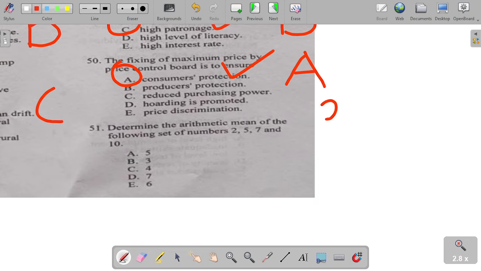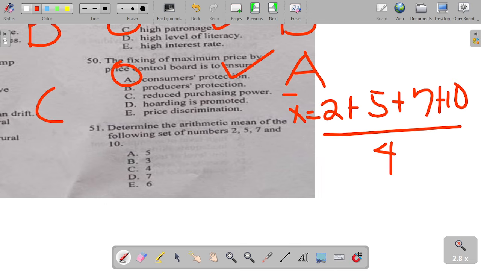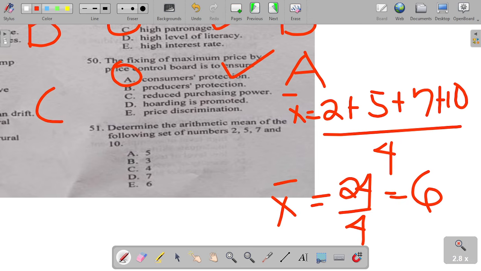Number 51 says examine the arithmetic mean. Adding, x bar equals 2 plus 5 plus 7 plus 10 divided by 4. So this will give us 7 plus 7, 14. 14 plus 10, that is 24 over 4. The answer is 6. Our x bar is C. So 51 is E.